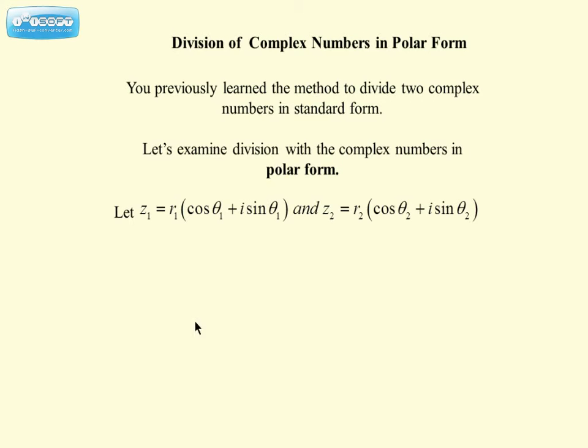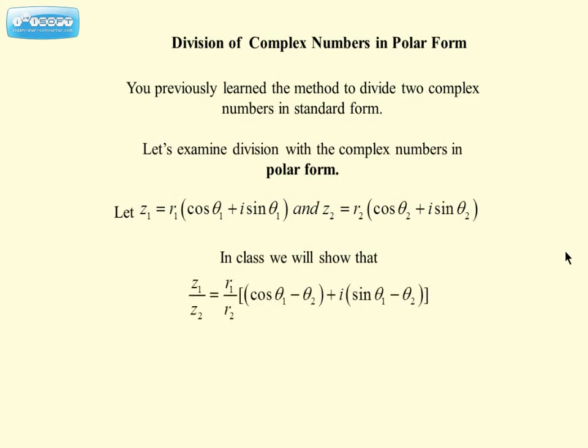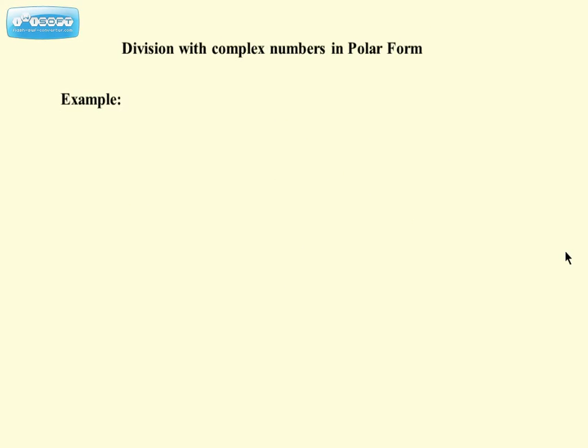Let's define two complex numbers, Z1 with modulus R1, argument theta 1, and Z2 with modulus R2, argument theta 2. In class, we will show that you divide the moduli and subtract the arguments. Let's look at an example.